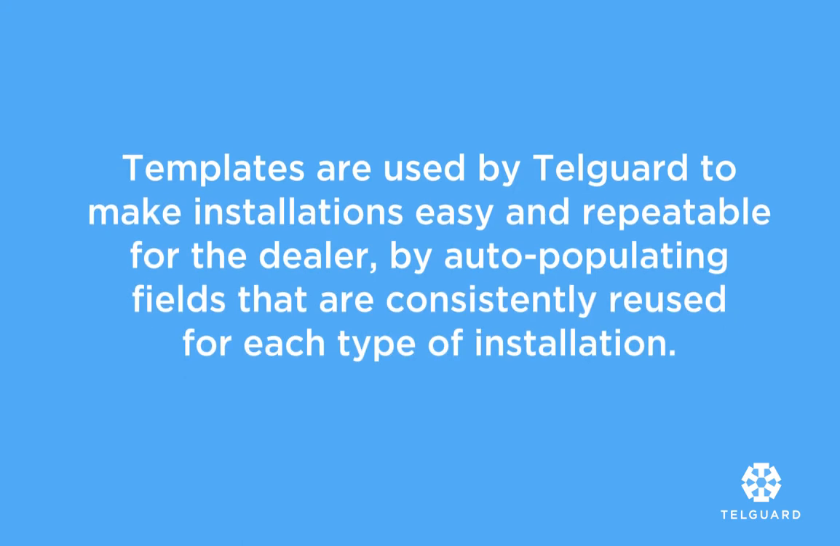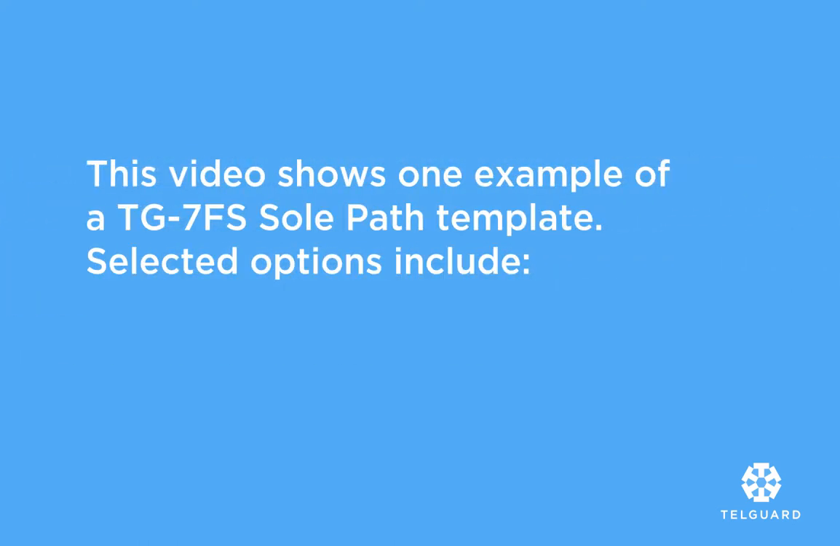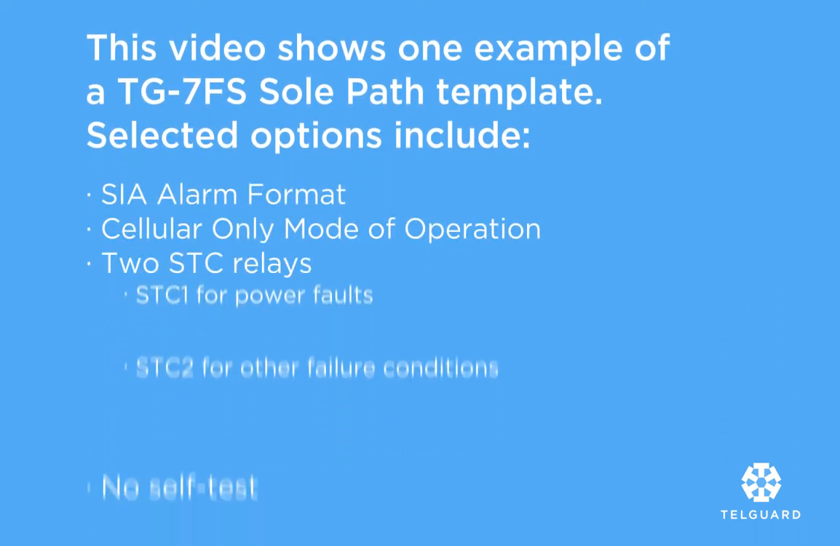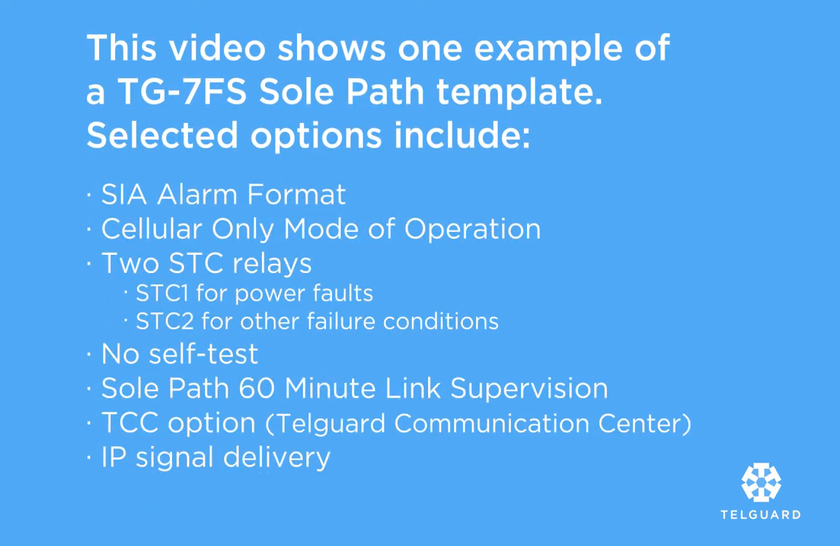Templates are used by Telguard to make installations easy and repeatable for the dealer by auto-populating fields that are consistently reused for each type of installation. This video will describe a template for a Telguard TG-7FS configured for a Sole Path fire installation. This template will show one configuration for the STC relay settings with no self-test. The TG-7FS will use the TCC option, be configured for Sole Path Link supervision, and offer IP signal delivery.